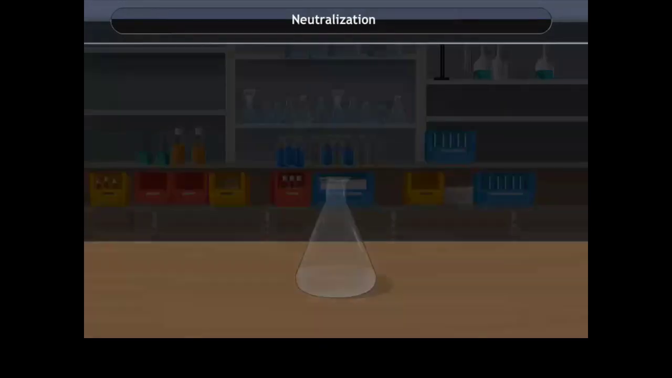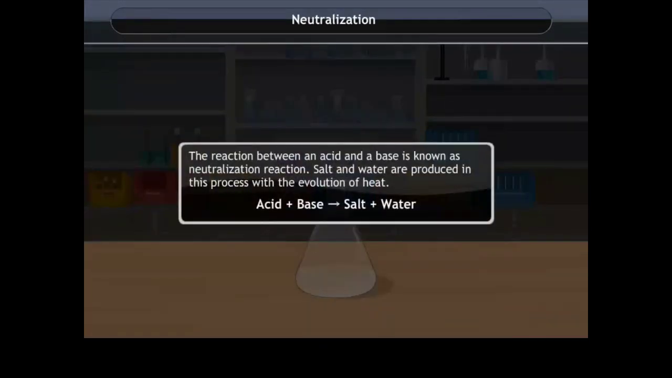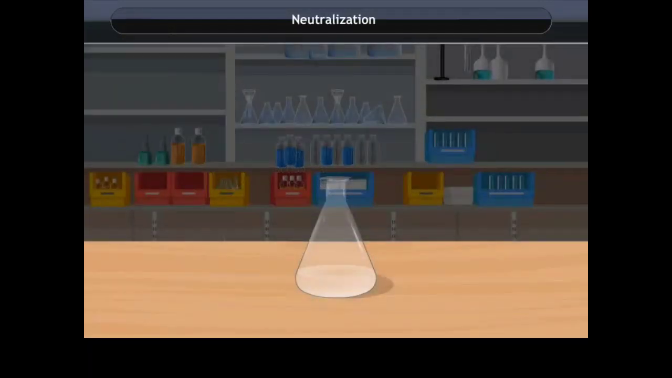Neutralization reactions. The reaction between an acid and a base is known as neutralization. Salt and water are produced in this process with the evolution of heat. Acid plus base gives salt plus water. Let us learn the neutralization reaction with the help of an experiment.